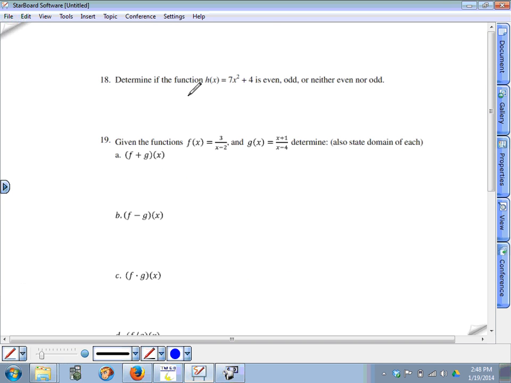Okay, question 17, or 18 rather, it's the same thing. We have to start off by evaluating the function at negative x. So this is 7 times negative x squared, plus 4, but negative x to the second power is just x to the second power, so this is 7x squared plus 4, and that's exactly equal to h of x. So h of negative x is equal to h of x, which is an indication of an even function.